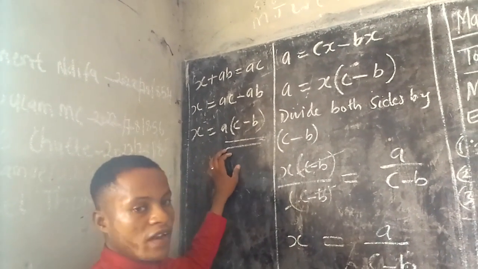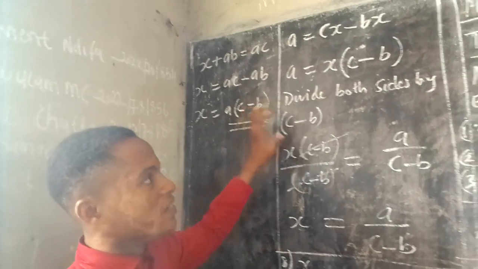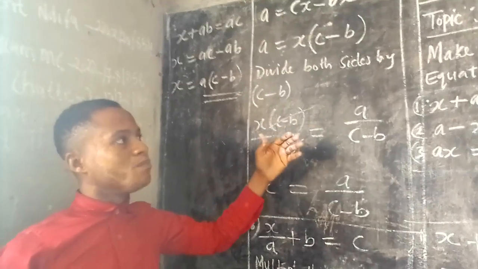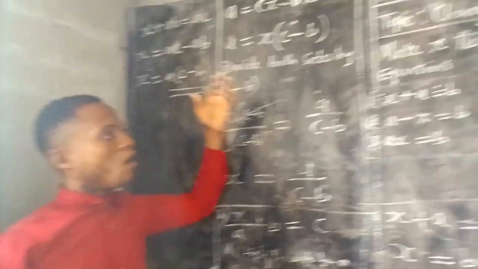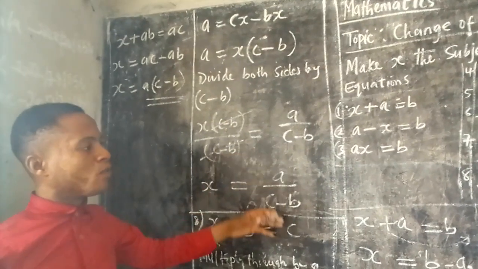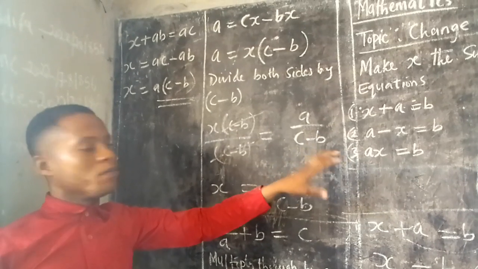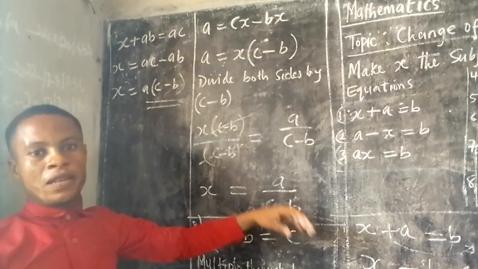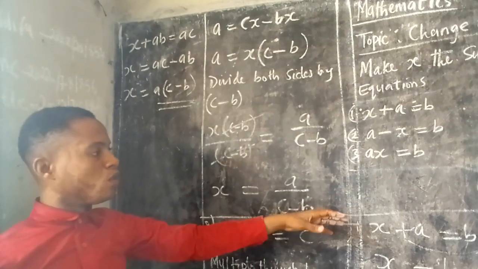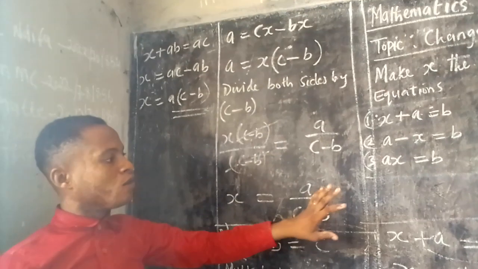You can see that it's very simple. So this is the way you can change the subject of an equation. It is very simple. There are more questions, more complex than this. I'll be making videos on them in the next video I will upload so that you see how to make the subject of formula.